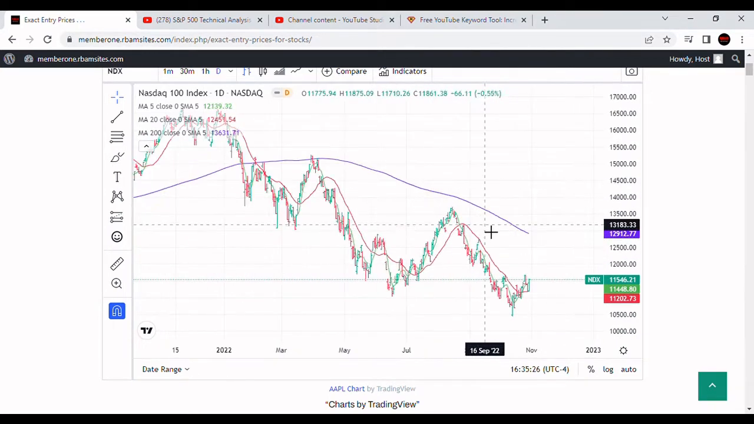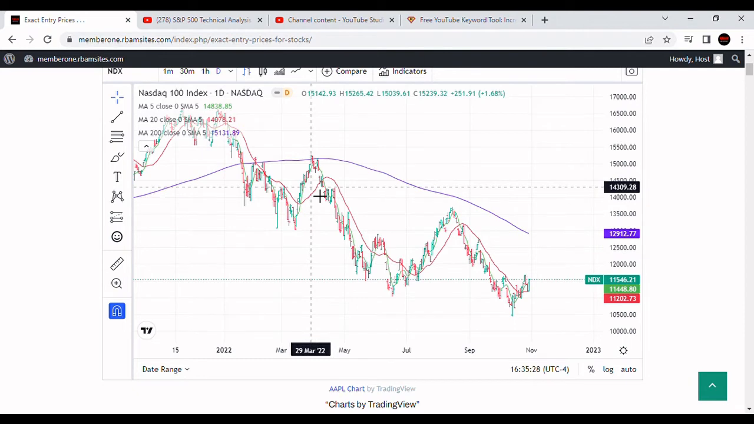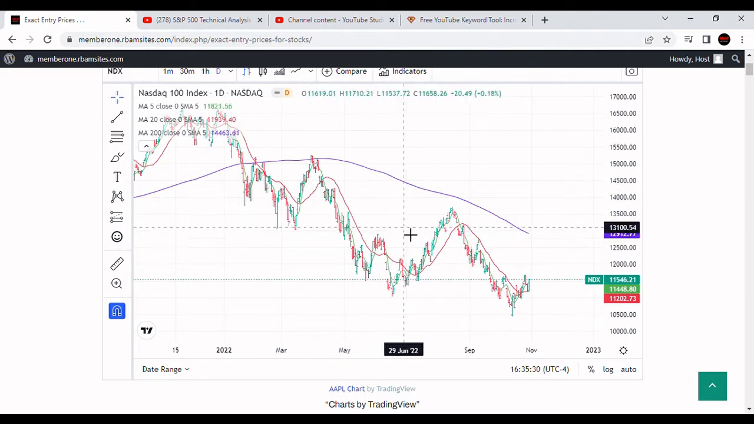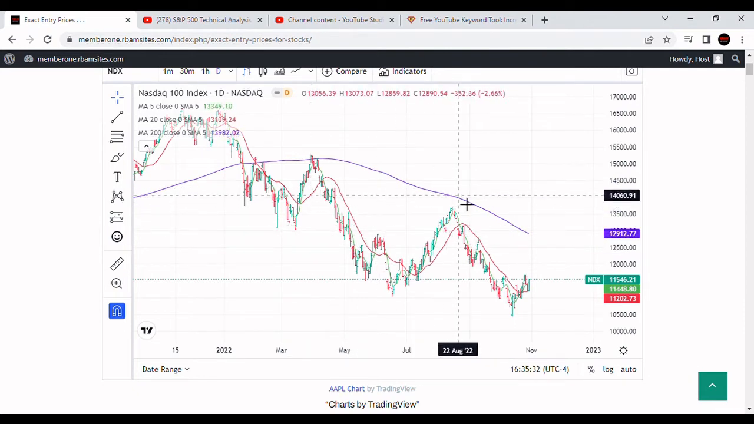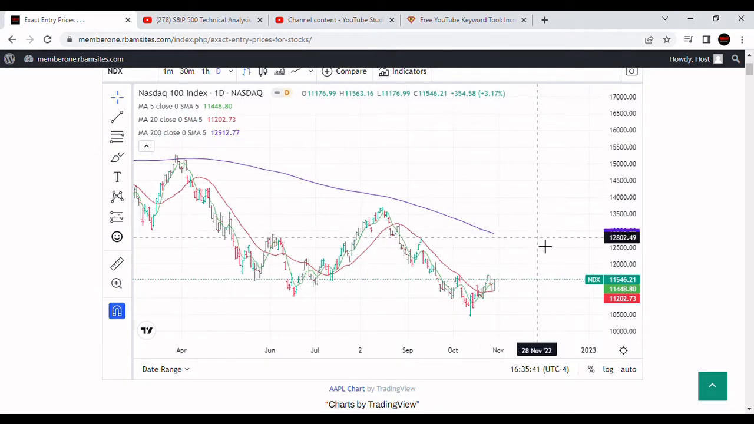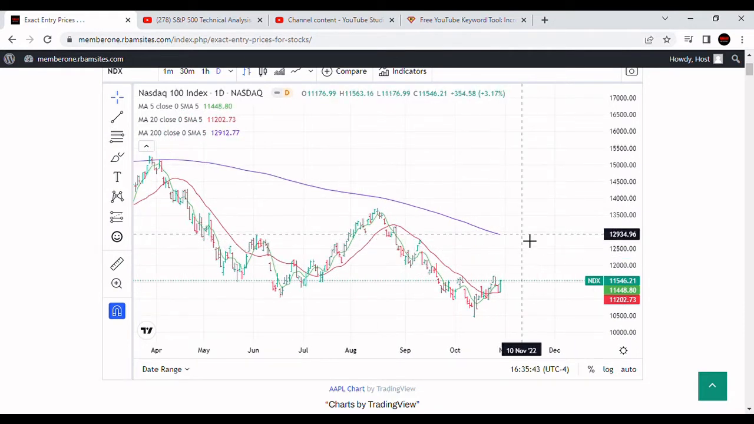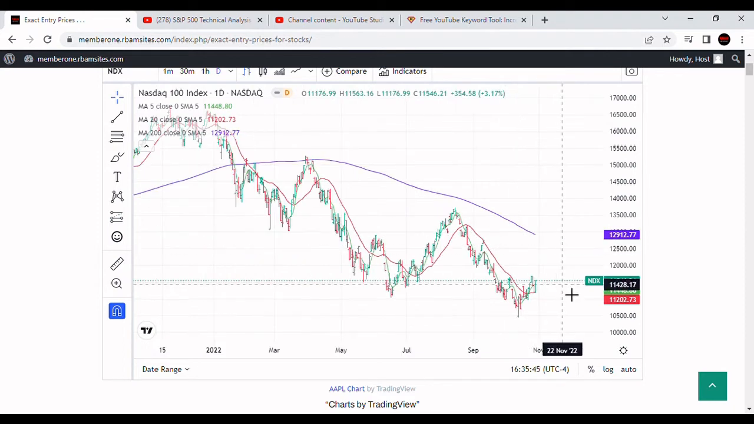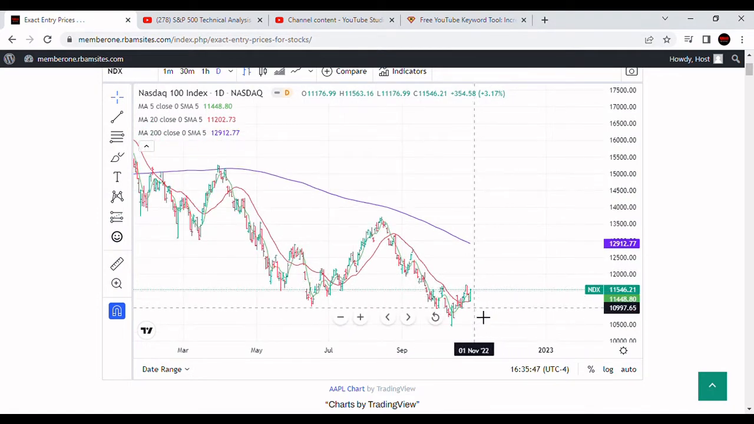You can see that the NASDAQ has been in a bear market ever since March of 2022. It's put in several bottoms and rallied hard towards the 200-day moving average several times here. And our most recent bottom is here on October 13th, where a lot of stocks put in a bottom. And so the NASDAQ is attempting to put in a bottom here and rally towards the 200-day moving average. You can see from this chart that the price is above the 20-day moving average, above the 5-day moving average, but still below the 200-day moving average.